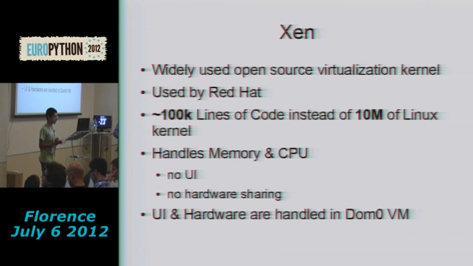Now, Qubes uses Xen for virtualization, which is a widely used open source virtualization kernel, used by Red Hat. Actually, it is used because it only has 100,000 lines of code, and Linux has 10 million, which means it has like a hundredth of the security bugs of Linux.